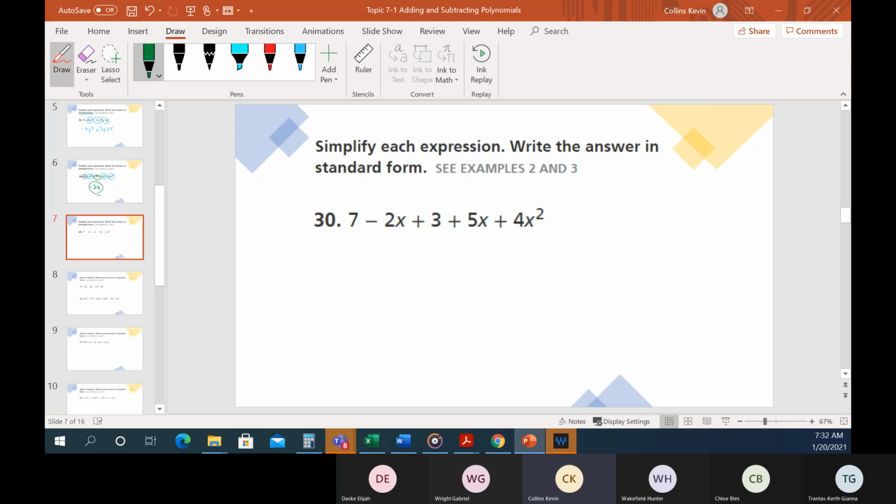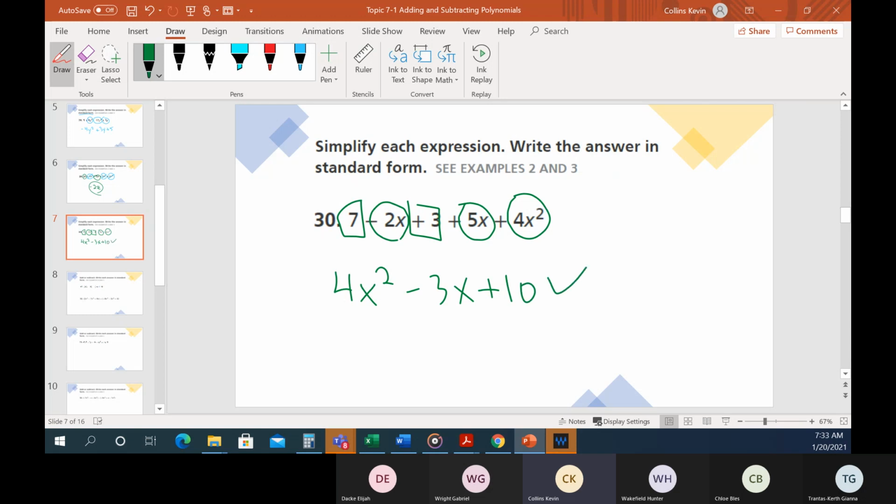All right, so this guy looks like our biggest one is a 4x squared. We just bring him down. We don't have anybody to add him to. And we say we do x's, so I've got minus 2x plus 5x, so 5 minus 2, that's going to be 3x. And then all we've got left is the number, so we've got 7 plus 3 plus 10. That's our guy.